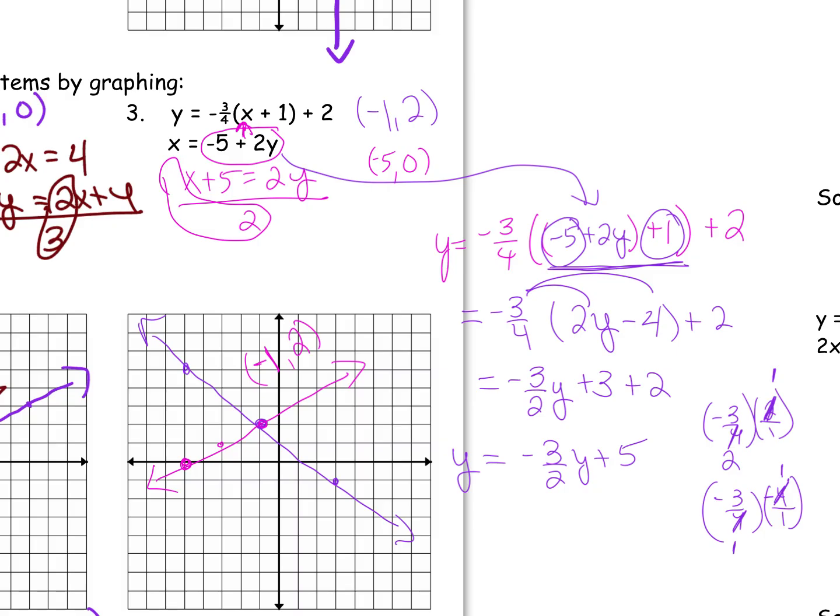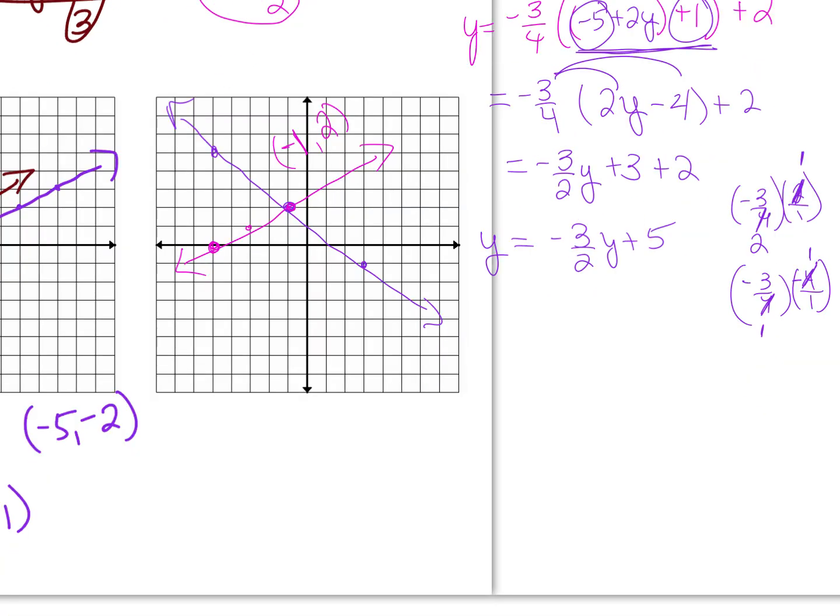Now what do you want to do? I would think you'd want to get rid of the fraction. Yes? So what are we going to multiply by to get rid of the fraction? So we're going to multiply everything by 2. So I got 2y. When I multiply 2 times negative 3/2, my 2's will cancel, leaving me with just negative 3. And then I got 2 times 5.